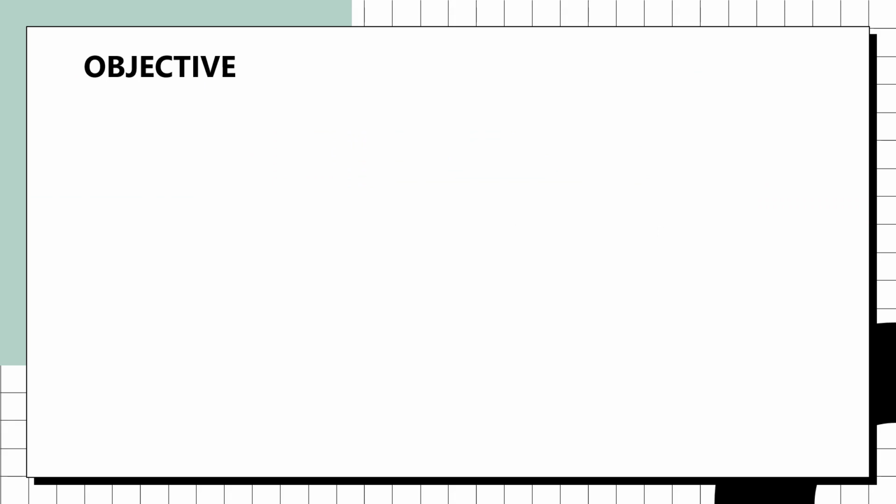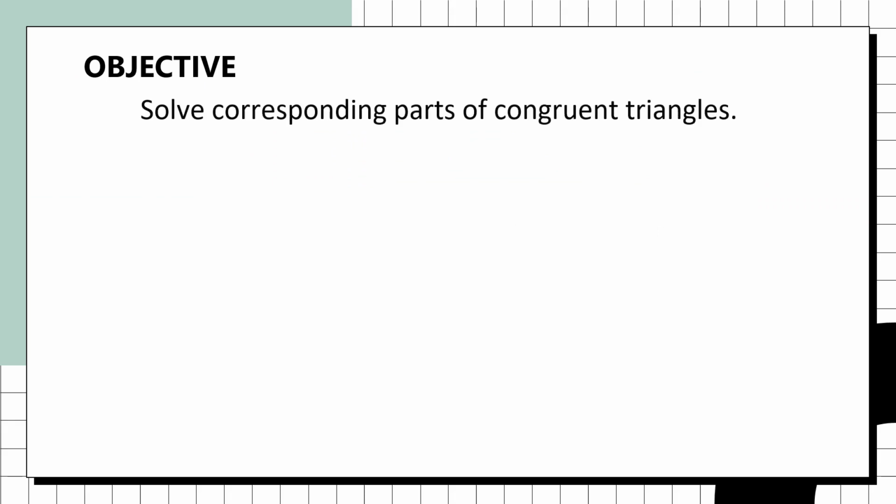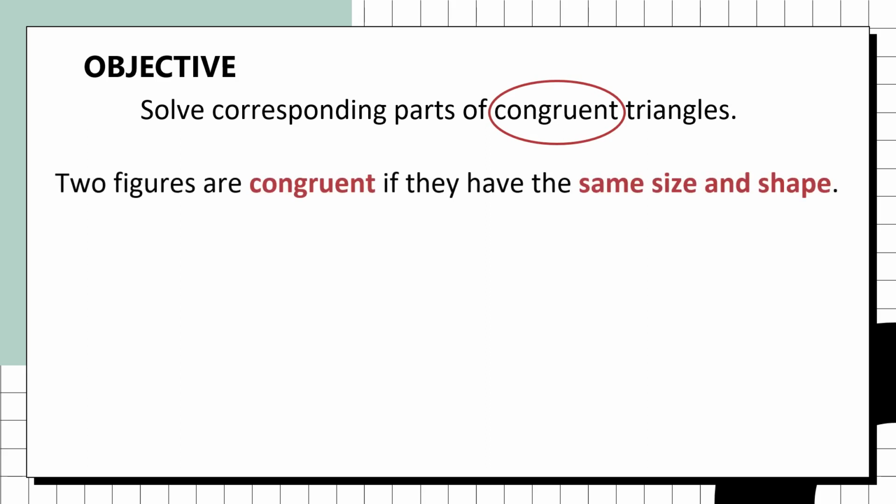Okay, so our objective for this week is to solve corresponding parts of congruent triangles. But before we continue, mag-recap muna tayo. So, na-encounter natin muli ang word na congruent. So, ano ulit ibig sabihin nito? Two figures are congruent if they have the same size and shape. Ang term nga na ginamit natin to explain this is para silang mirror image ng isa't isa. So, parang yung isang figure, tumingin siya sa salamin.